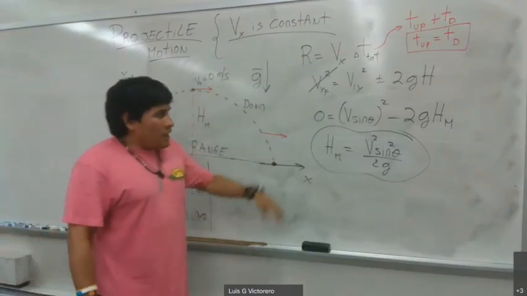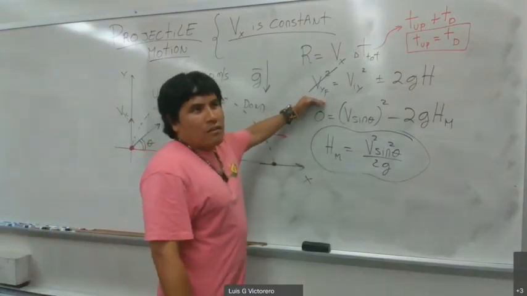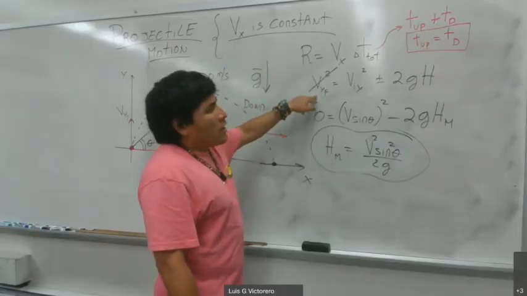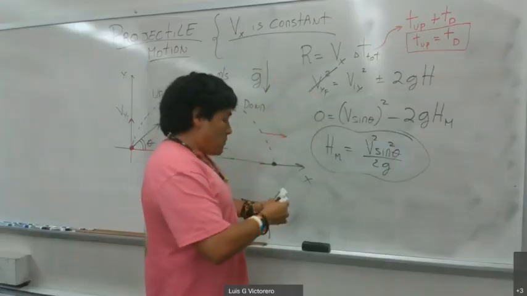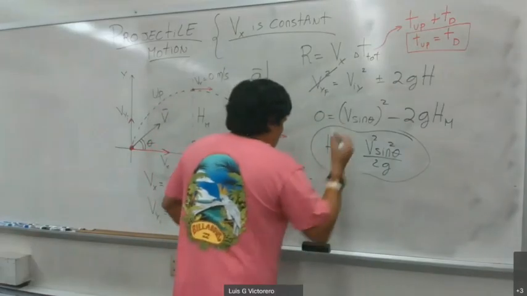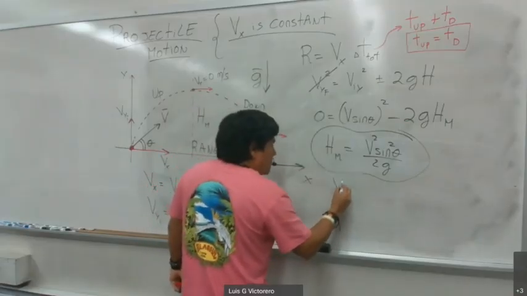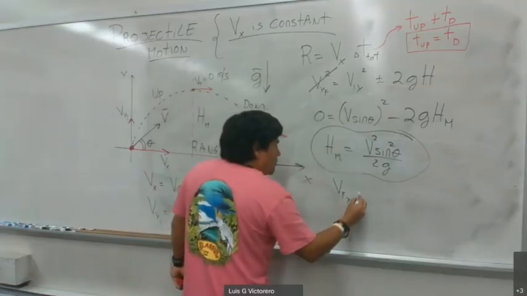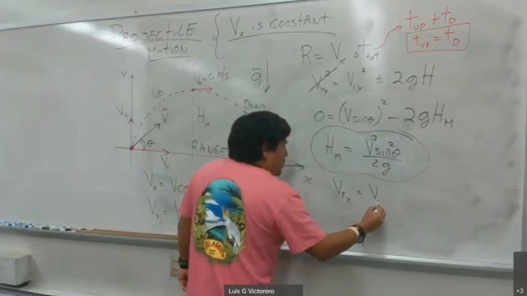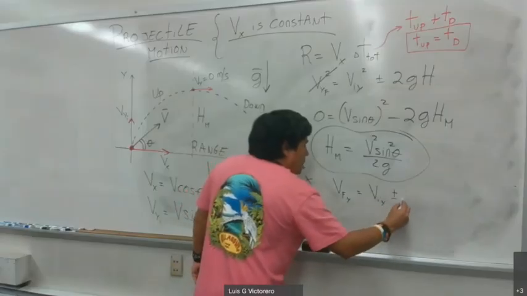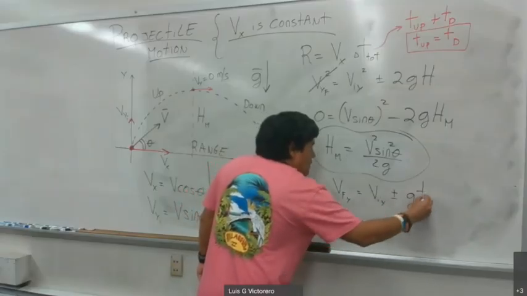So let's use the other equation now. What equation can I use to find time? The simple equation: Vy final equals Vy initial plus or minus g times time.